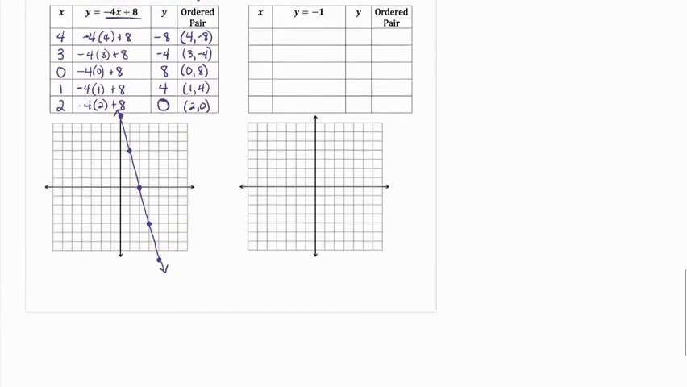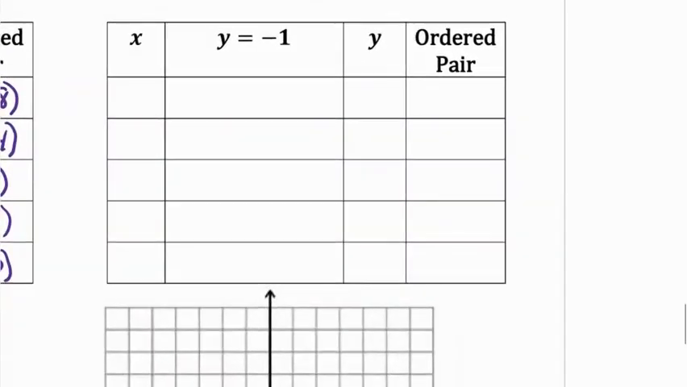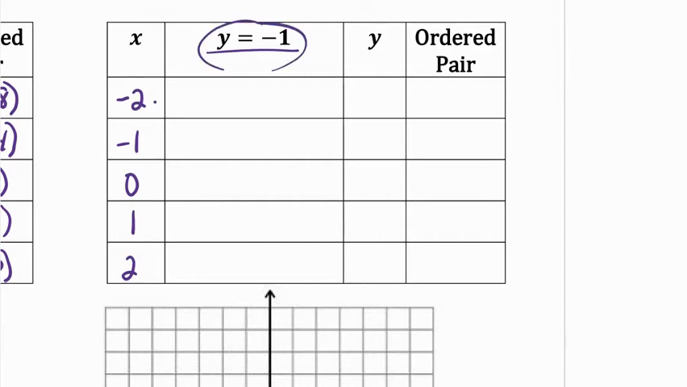Now our next one is a little bit different, right? This equation looks a little bit different. It just says y equals -1. So if I pick my x values over here like I did before, -2, -1, 0, 1, and 2, my next step would be to take this x value and plug it into this equation. But there's no x in this equation, so there's nowhere to plug it in.